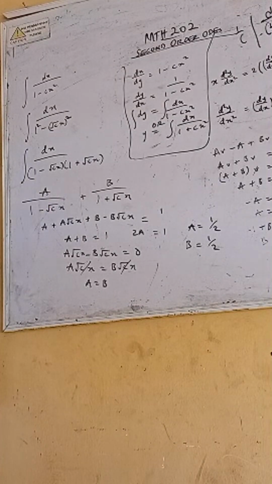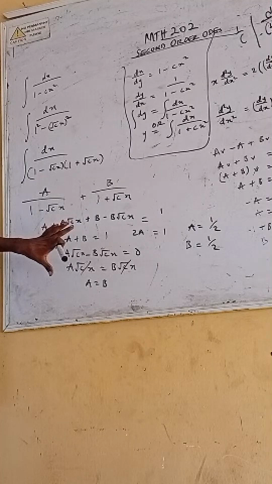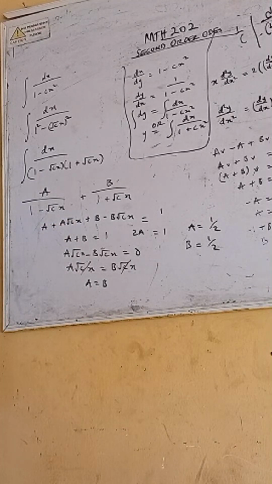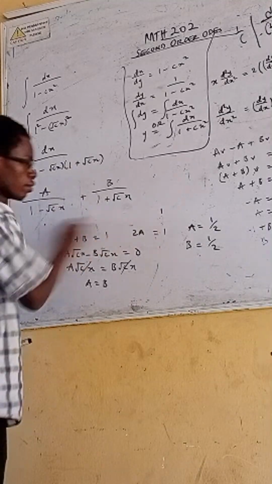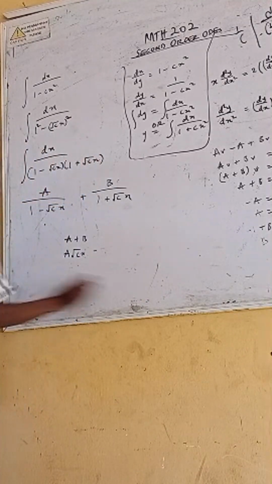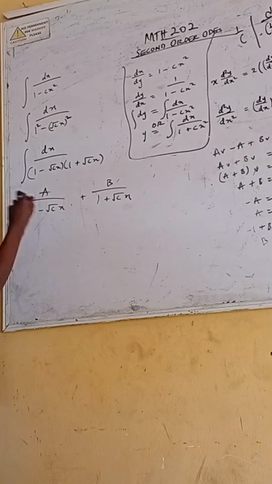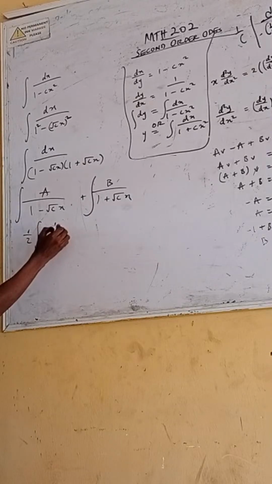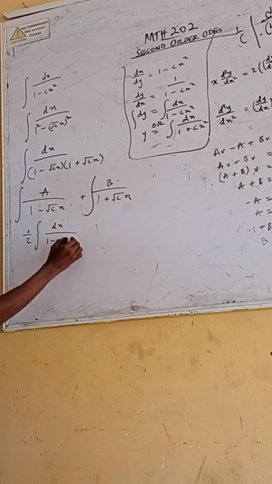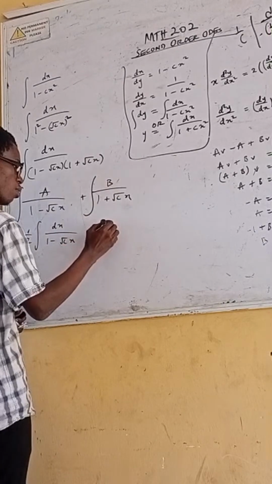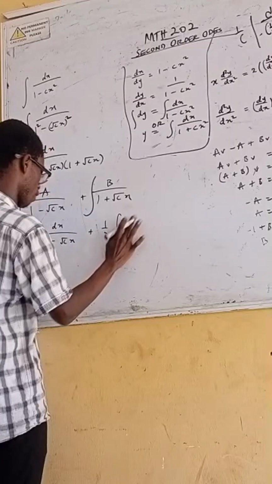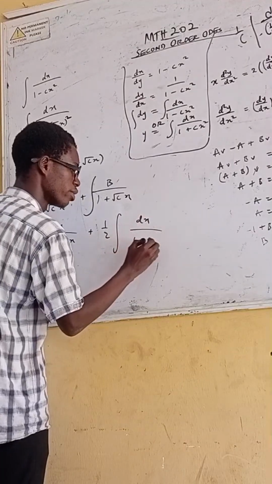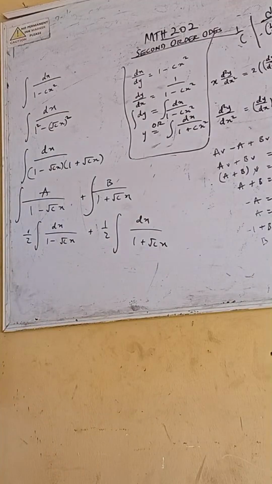So now let's just plug it back here. A is 1 over 2, B is also 1 over 2. So I can now put it here. Since we are integrating, A is 1 over 2, I can bring it outside. 1 over 2 integral of dx over 1 minus root c x plus 1 over 2 integral of dx over 1 plus root c x. Now we can finish this one up.